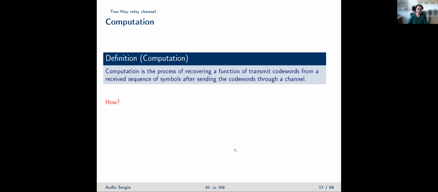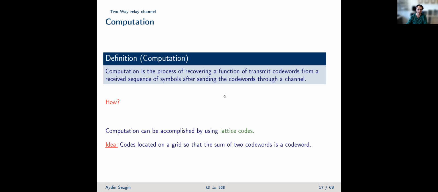So now what? What we can do is use the concept of computation. What does computation mean? Computation is essentially the process of recovering a function instead of individual components of transmit code words. In our case, the XOR combination from a received signal. Those signals have been sent over the channel, so the channel has done some computation. It provides us a function of code words, and we try to compute this function.